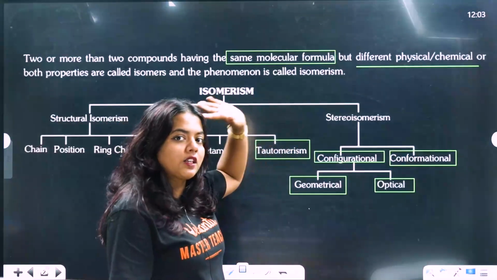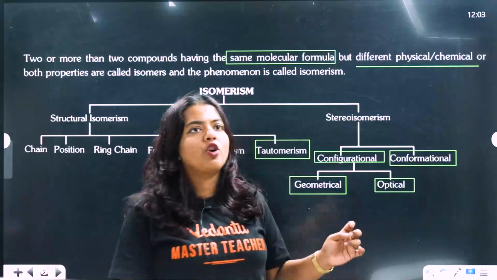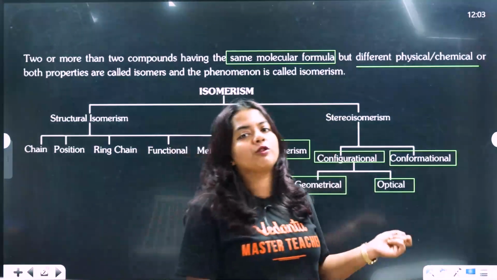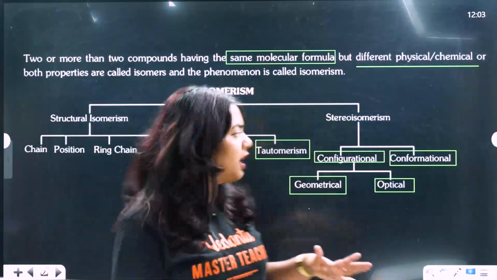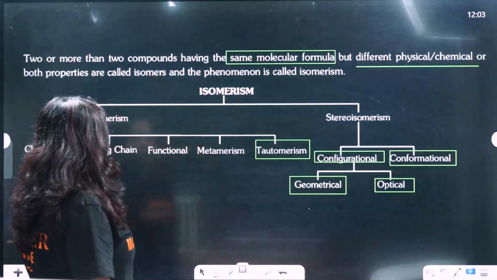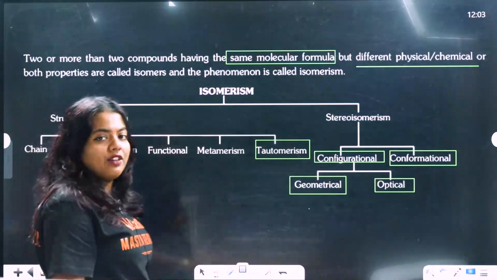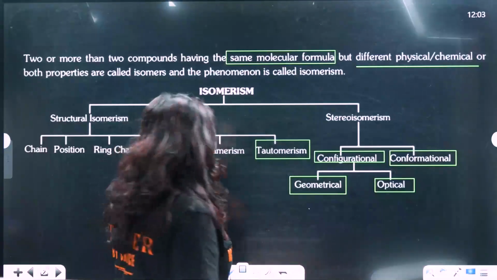I have discussed the GOC, and I will be conducting another live session for the IUPAC nomenclature, and I'm planning one for isomerism also. That will be much better for discussing organic chemistry; it will be much easier. So the isomerism types are chain, position, ring, functional, metamerism and tautomerism. We have completed that portion. Now we are going to go to stereoisomerism.